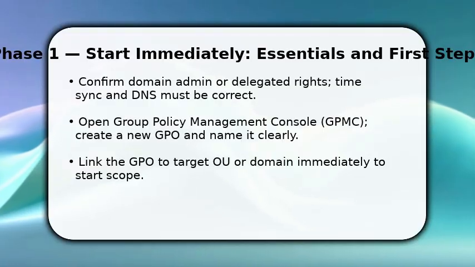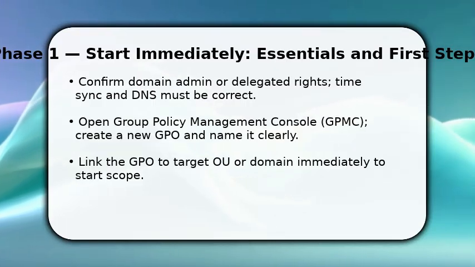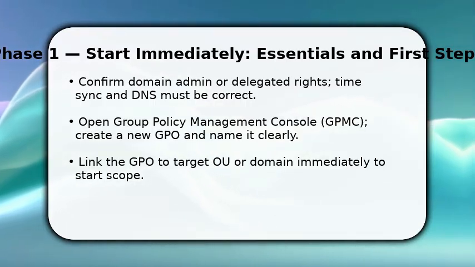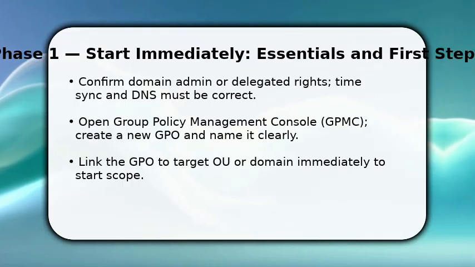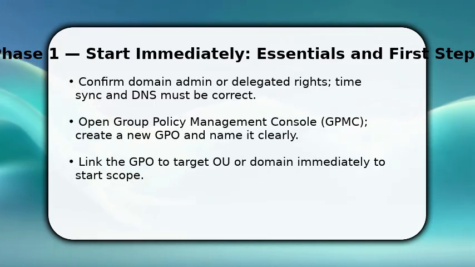You start with the essentials. Confirm you have domain admin or delegated rights, and make sure DNS and timesync are healthy. Once done, open the Group Policy Management console and create a new GPO. Use a clear name describing purpose. Then, link that GPO to the target organizational unit or domain.